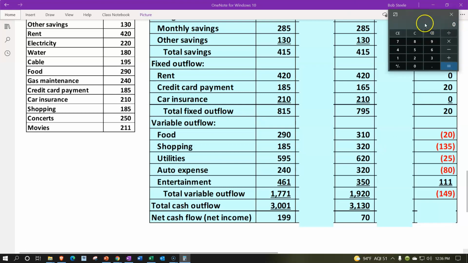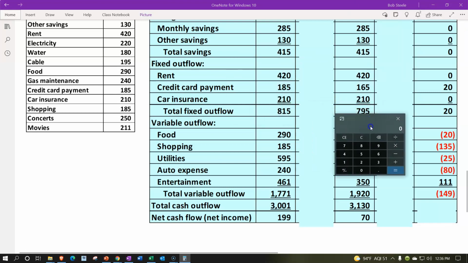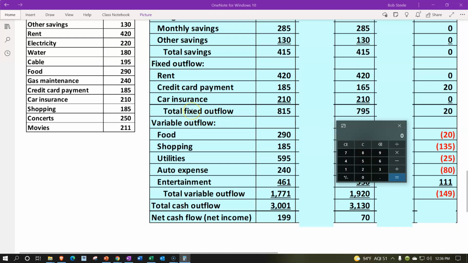It's useful to be able to kind of verify your numbers. So you could add them up this way. You could say, okay, this is going to be the 20 plus the 135 plus 25 plus the 80 minus the 111. It's going to give us that 149. Or you could say, let's do it this way. Let's take the 1771 minus 1920. You get the 149 again.